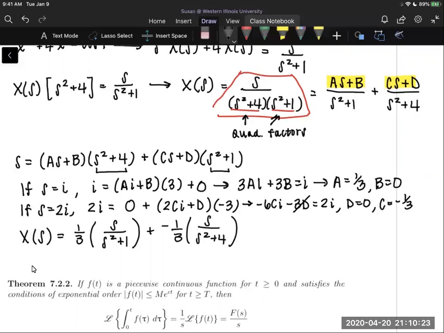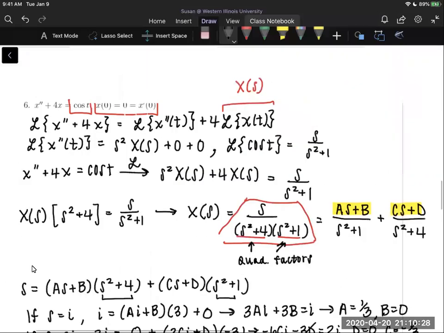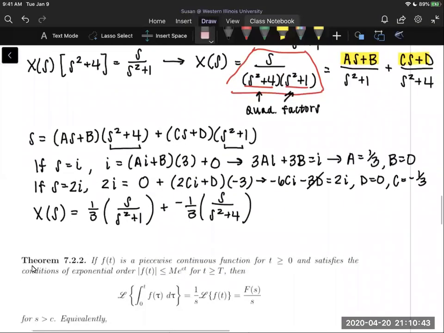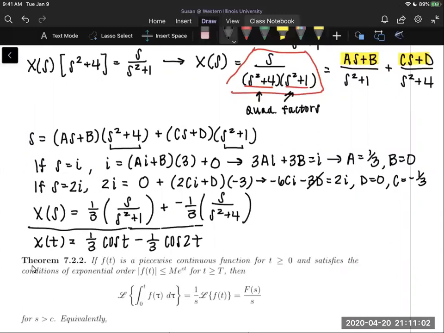And now the worst is over. Now we can see that those s over s squared + 1 and s over s squared + 4 are an immediate transform to a cosine of kt, where k is varying between 1 and 2. So let's bring that back down. And our conclusion is little x of t equals 1/3 cosine of 1t, if you will, minus 1/3 cosine of 2t. And that's our final answer.